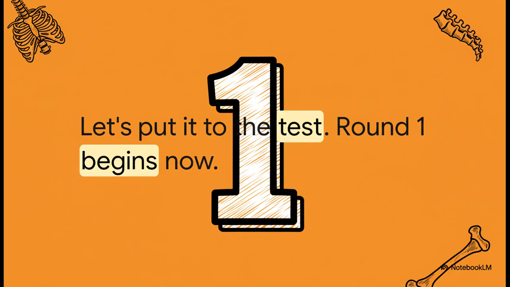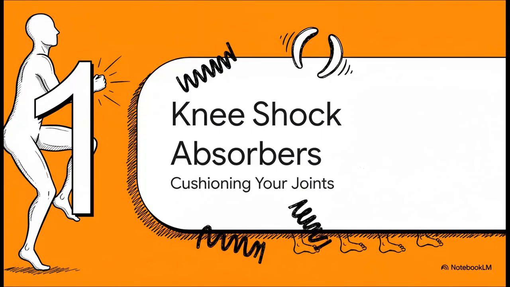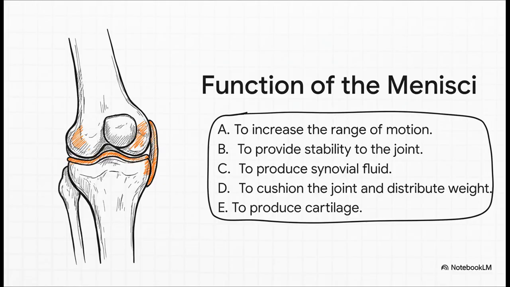First up, we're going to look at a really important part of your leg, something that acts like a shock absorber. Think about it. Every time you run or jump or even just walk down the street, there are these little structures in your knees just working away, taking all that impact. So what exactly are they, and what's their main job? Okay, question number 1. What is the primary function of the menisci in your knee?